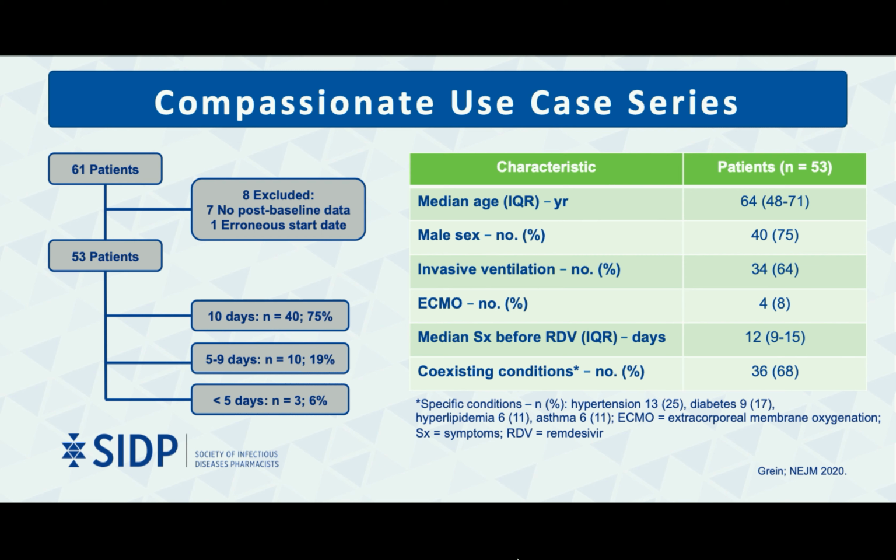The median duration of symptoms prior to initiation of Remdesivir was 12 days, with an interquartile range of 9 to 15 days. So overall, these patients were well into their second week of illness prior to initiation of therapy. The manuscript did note that 68% of patients had a coexisting condition at baseline, and the proportion of patients with hypertension, diabetes, hyperlipidemia, and asthma are listed for your reference below the table.